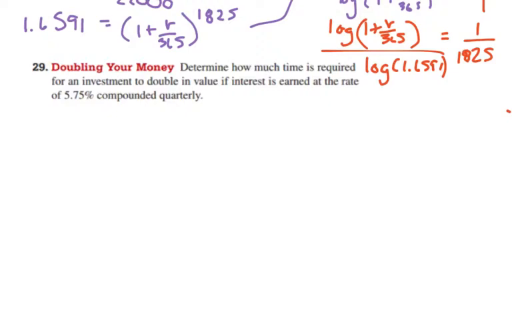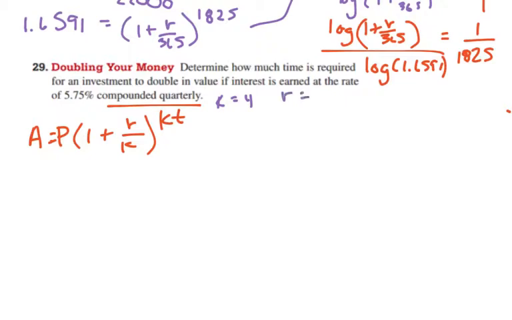Okay. Determine how much time is required for an investment to double in value, if interest is earned at the rate of 5.75% compounded quarterly. So again, we're going to have to use our compounded k times per year formula with a k of 4 because of the quarterly. Alright, so k is 4, our r is the decimal equivalent, so 0.0575.